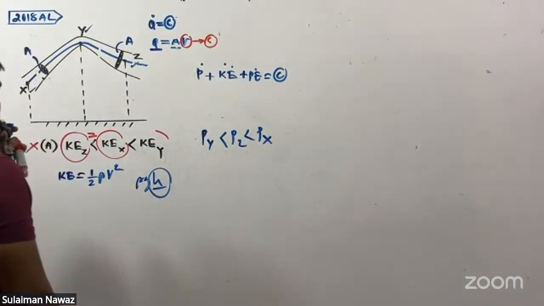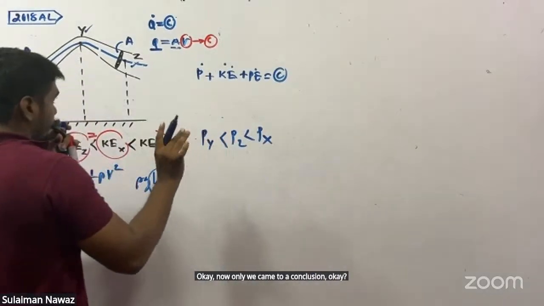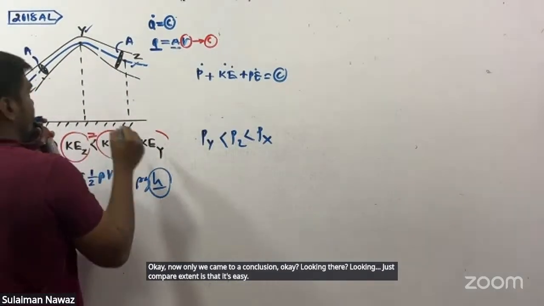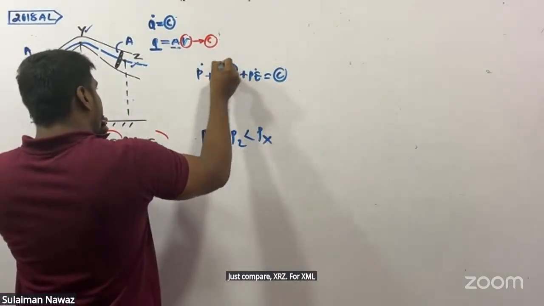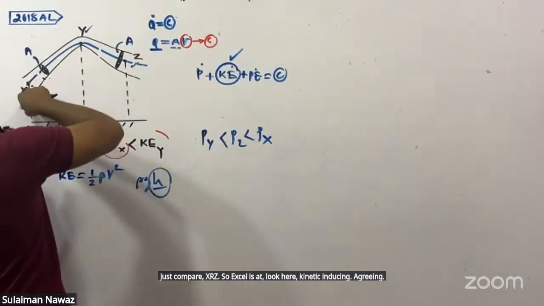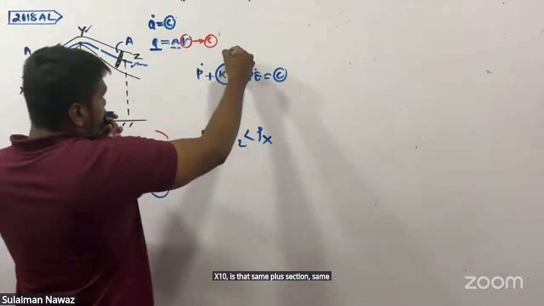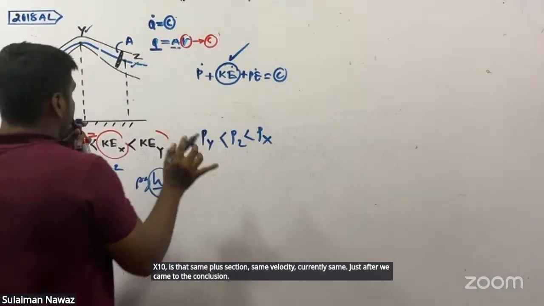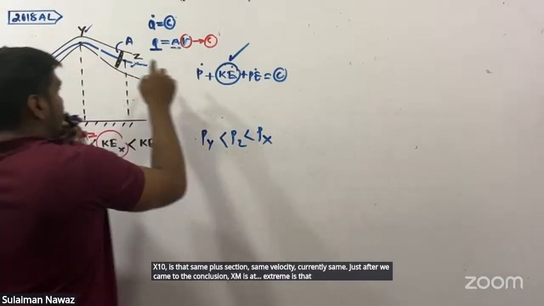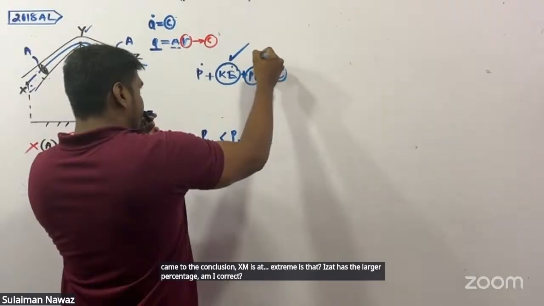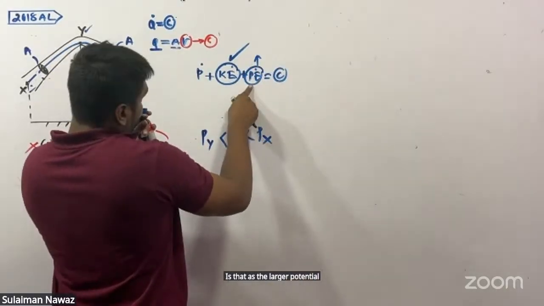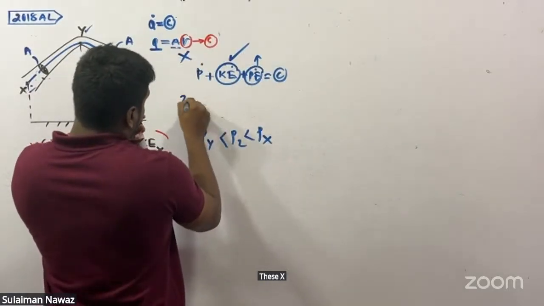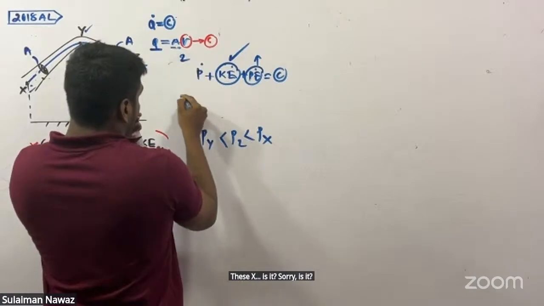Now we can come to a conclusion. Just compare X and Z, it's easy. For X and Z, the kinetic energy is the same. Agree? Same cross-section, same velocity, so kinetic energy is the same. And Z has the larger potential energy per unit volume, am I correct? Look here, this is Z, this is X.